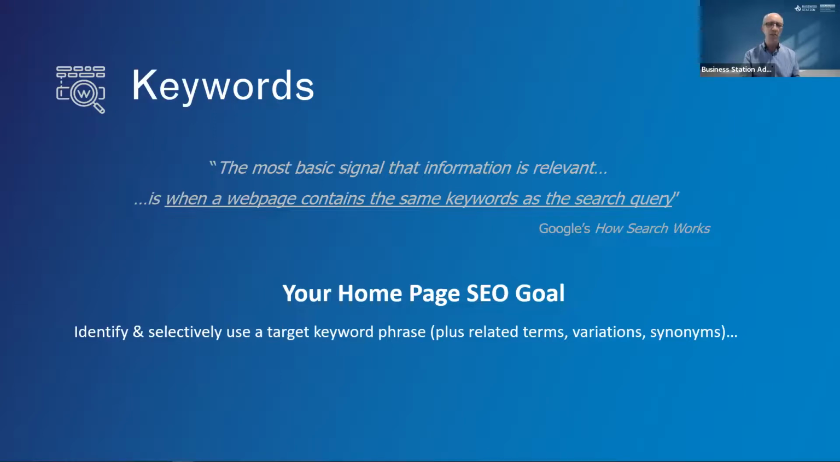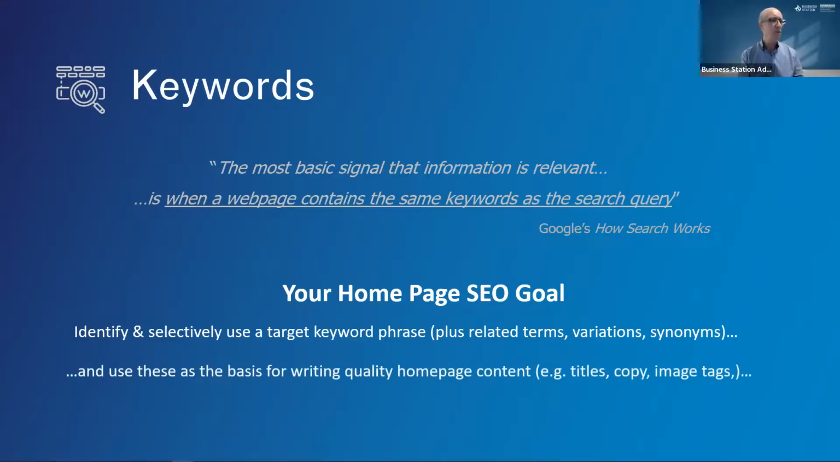And then what you can do, for a particular, say, product category or a category page or a service page, you want to identify, well, let me go back to this particular one. For your home page, and this applies to every single page on your website, you need to identify and selectively use a target keyword phrase. So one phrase, 3 to 5 words for every page on your website. You could use related terms and variations and synonyms as well, but you want to identify what that word is for every page. Keeping in mind, we're talking about the home page here.